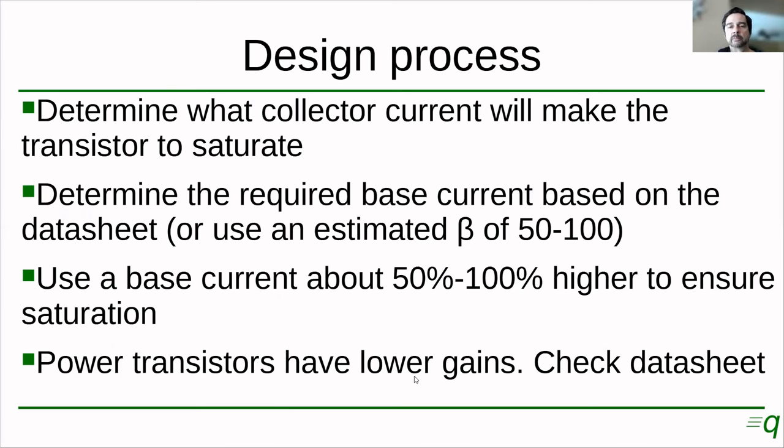Something to keep in mind is that power transistors can have lower DC gains or lower values of beta. So instead of having a DC gain in the range of 100 to 300, they may have a gain around 20. Okay, so if you're using a power transistor, check the data sheet, and you may have to adjust this estimated value of beta.